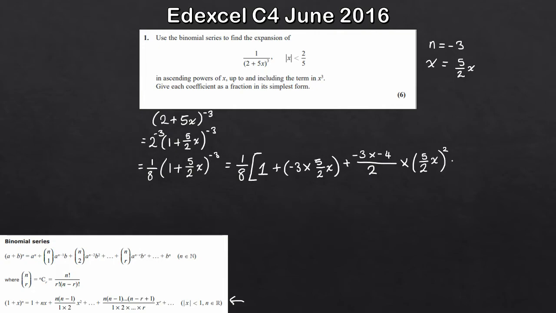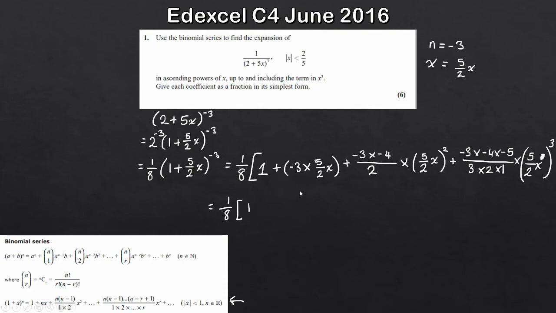And then for the x cubed term, it's going to be minus 3 times minus 4 times minus 5, so we just keep subtracting 1 at each stage. We divide that by 3 times 2 times 1, so 6, and then times the whole expression (5 over 2 x) cubed. Oops, that should be on the outside, there's a power there. Again, we've done all the hard work here. All we need to start doing now is plugging things into the calculator. So that's 1 over 8 times 1.